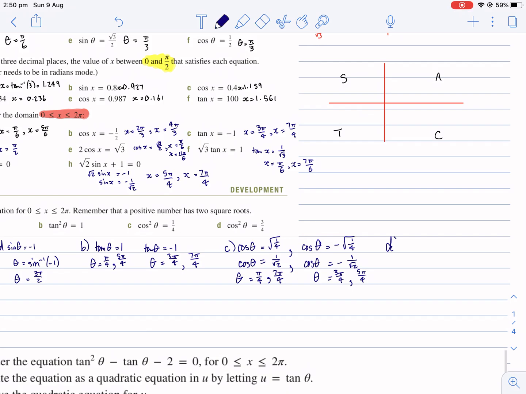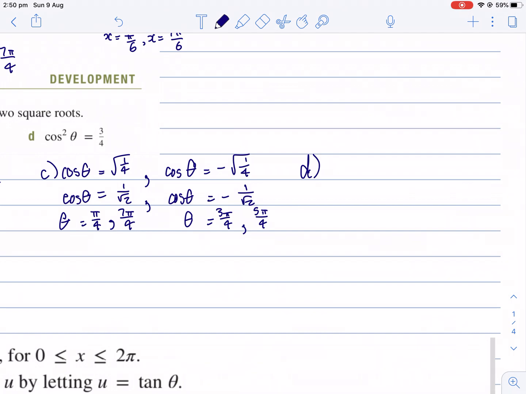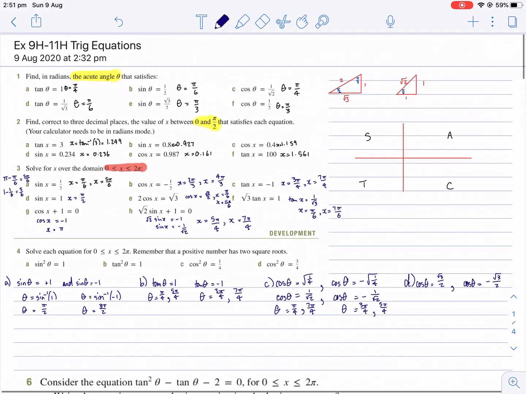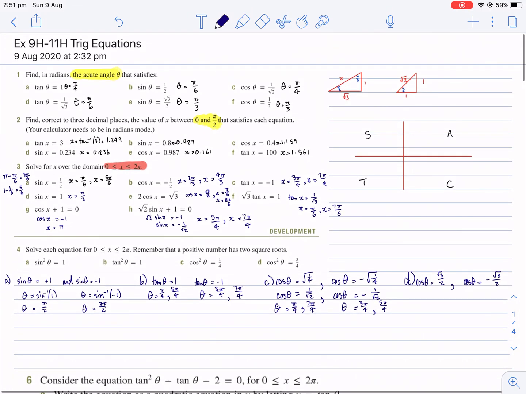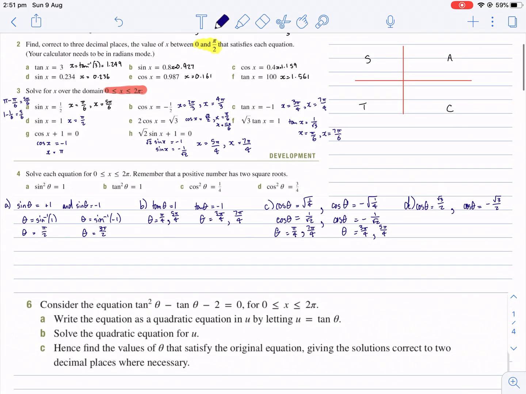And for D, if I can fit it in, cos squared equals 3 on 4. So we've got cos theta equals square root of 3 on 4, so root 3 on 2. Cos theta equals negative root 3 on 2. Now cos comes out as root 3 on 2 for pi on 6. Looking at this one, let me zoom in. Cos, yep, pi on 6.